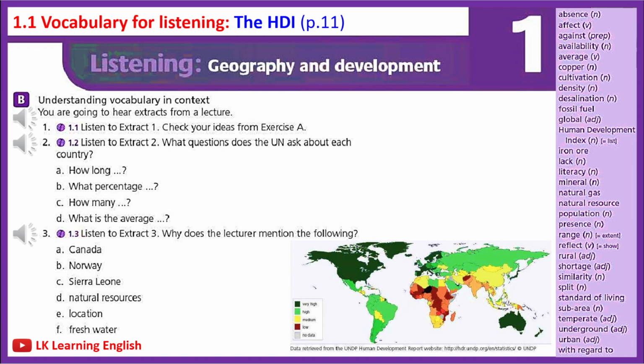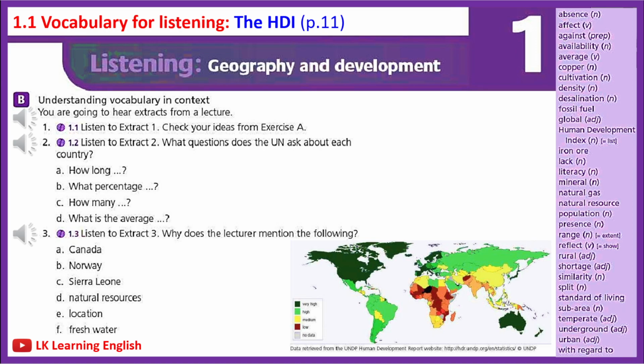Exercise B2. Listen to Extract 2. What questions does the UN ask about each country? According to the UNDP, we can measure human development in a particular country by finding answers to 4 questions. The first one is this, and it's very simple. How long in that country can people expect to live? This is called life expectancy. In some countries, life expectancy can be as high as 80 years of age. In the poorest countries of the world, it is only about 40 years old.